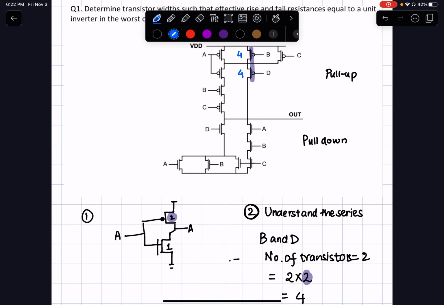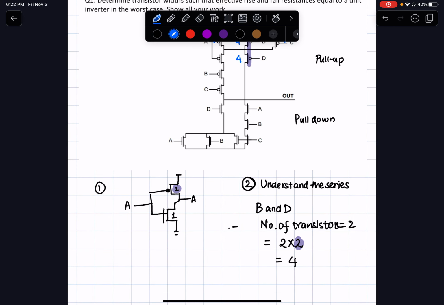As I've already said before, if you get series, it's easy to get parallel because it's the same thing. If you get the size for series, it's going to be the same size for parallel, so you just put 4 here. And you put 4 here as well, right?